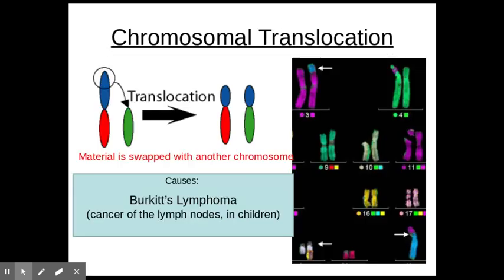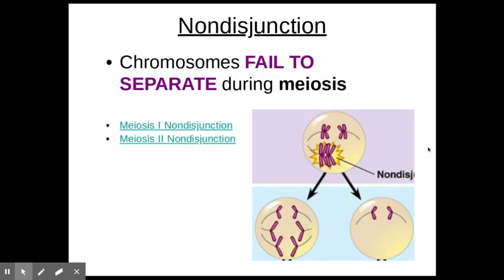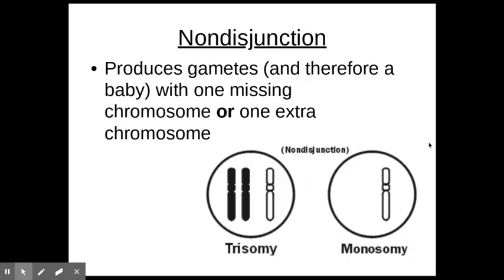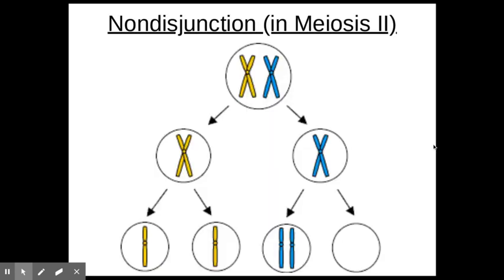Translocation is the next one, and this is where you swap. You have one chromosome swapping material with another chromosome, and sometimes that may leave sections of chromosomes missing. Non-disjunction is where chromosomes fail to separate during meiosis. So instead of one part of the chromosome, you have maybe all 4 parts of the chromosome. This produces gametes that may be missing chromosomes or have extra chromosomes.